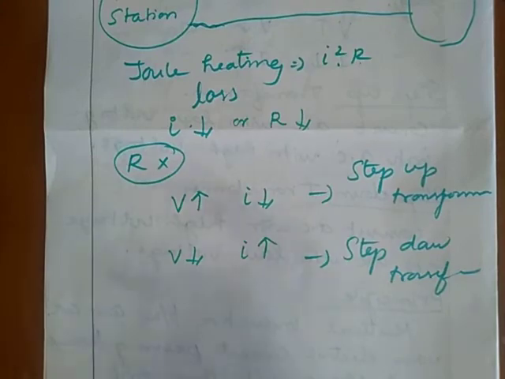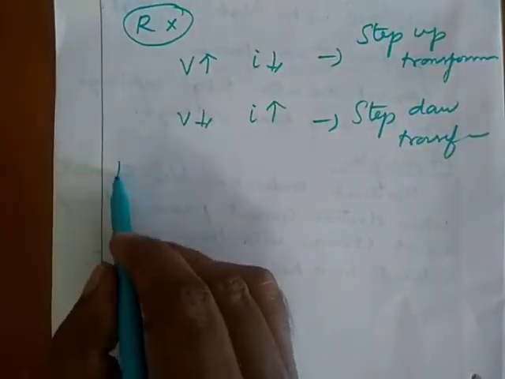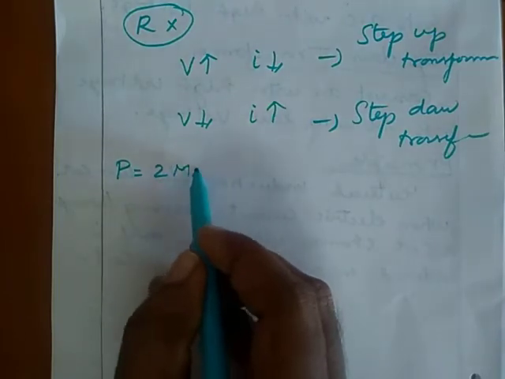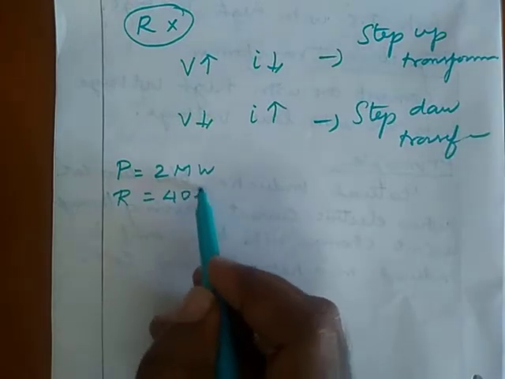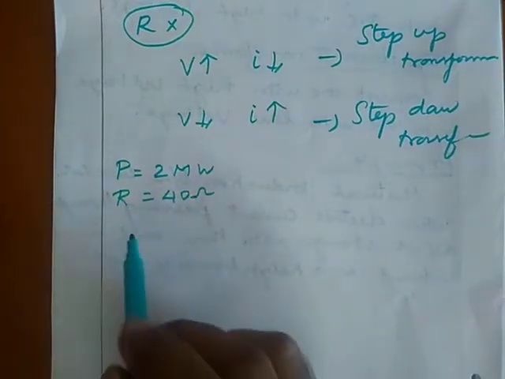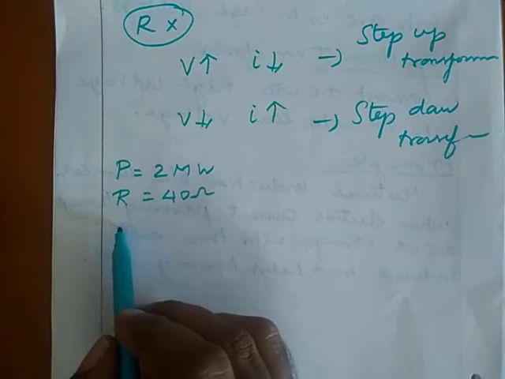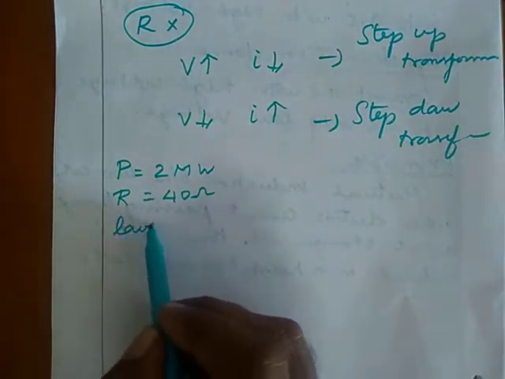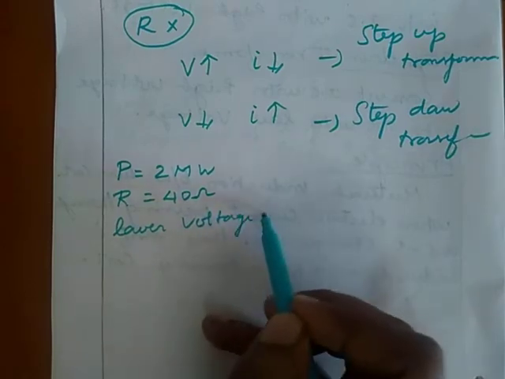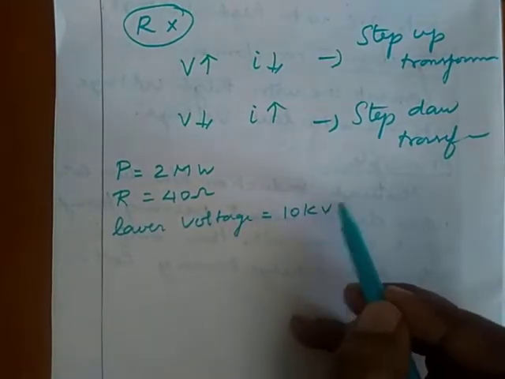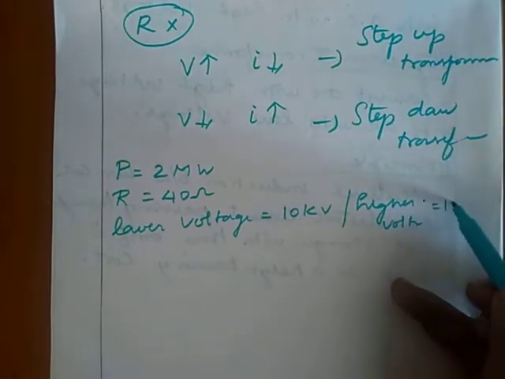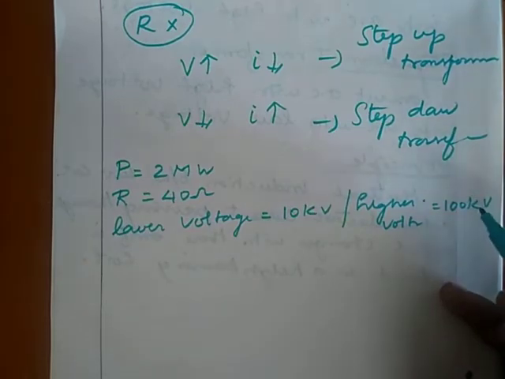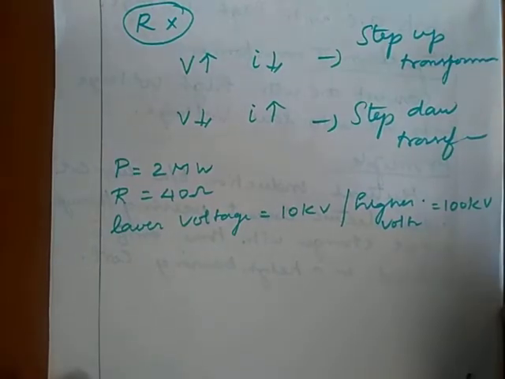See, they are given a power, that is P is equal to 2 megawatt, and the resistance of the transmission wire, that is R is equal to 40 ohm. Okay, suppose there are two voltages, that is lower voltage 10 kilovolt and the higher voltage 100 kilovolt. Okay, the question is to calculate and compare the power loss in the two cases.